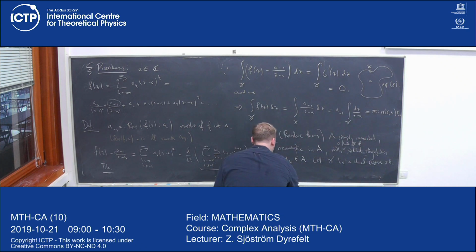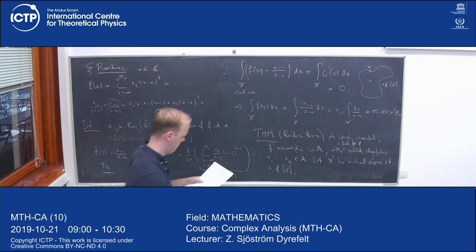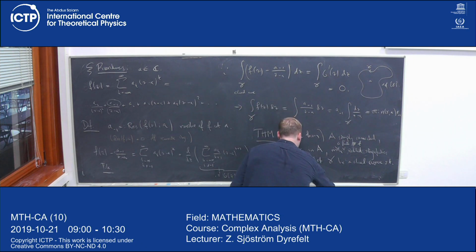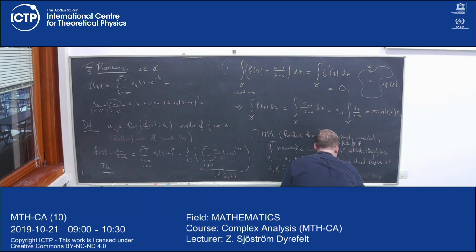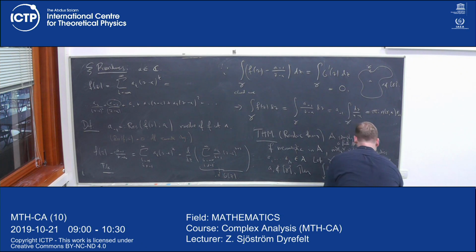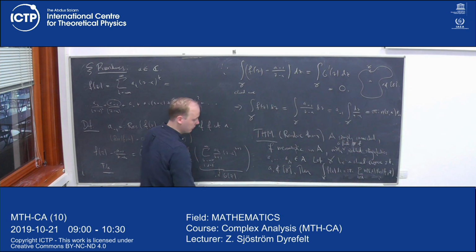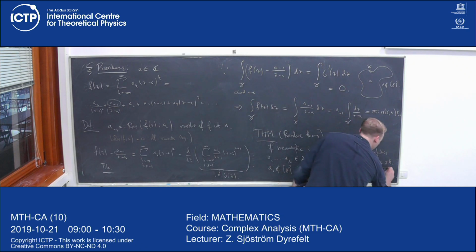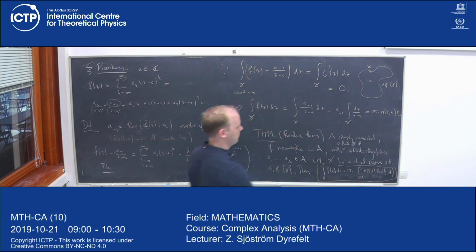Such that none of the a_i are on gamma. Then we get the statement that the integral of f(z) dz is equal to 2 pi i times the sum over z in A of n(gamma, z) times the residue of f at z. Okay, so you get this statement.